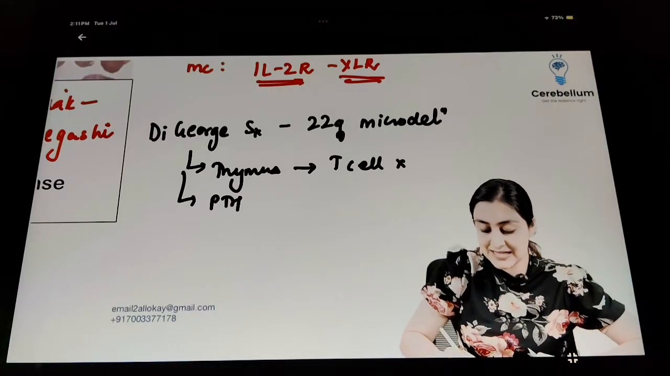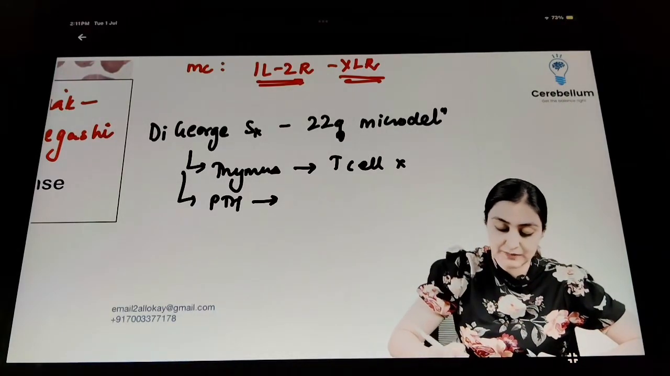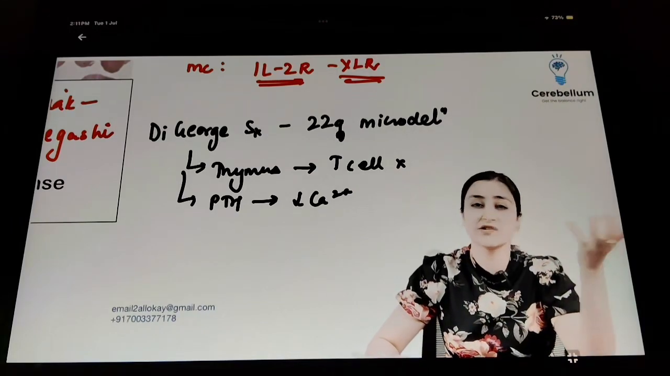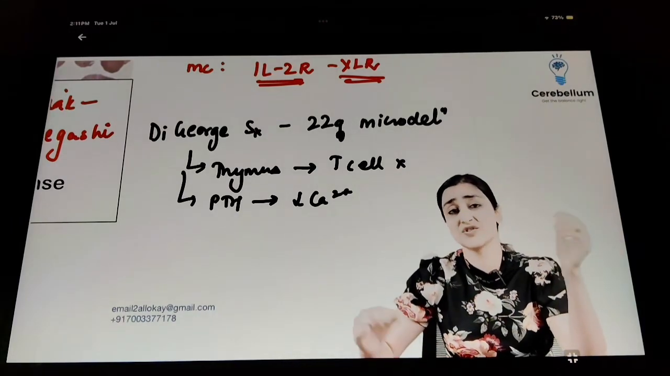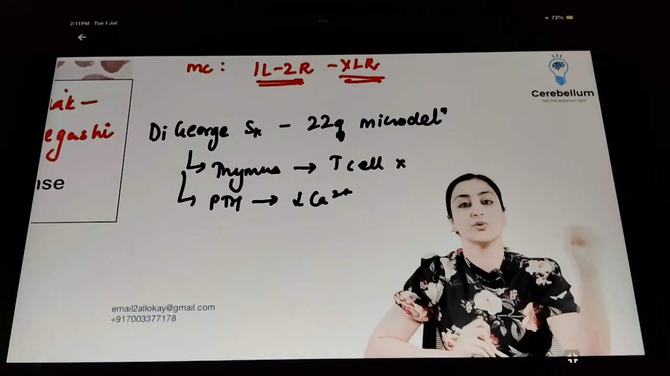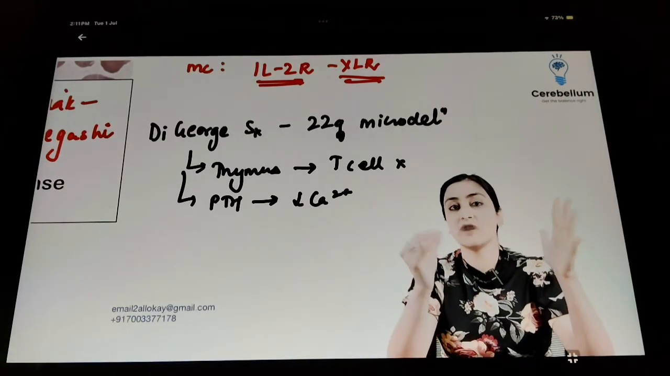Thymus is not there, so no T cells. PTH is not there, so no calcium. So there is going to be hypocalcemia. The moment you hear these words, you don't need the rest of the catch-22 because that's all very non-specific. You have abnormal facies, you have cardiac effects. I don't care. My answer is going to be made by these 2 only, so that's what you need to know. So this is the moral of the story of how you have to prepare, right?